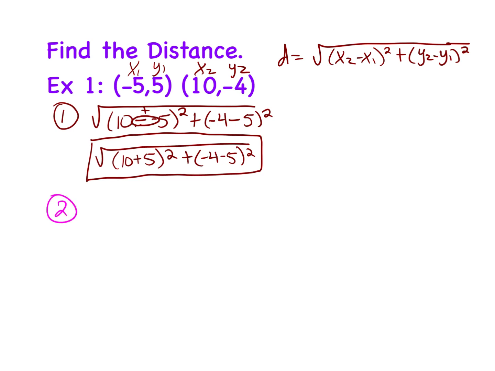All right, number 2. It says to find the value under the radical. So now I've got to just combine everything. So I'm going to rewrite it. 10 plus 5 squared plus negative 4 minus 5 squared. Do y'all remember doing PEMDAS? Please excuse my dear Aunt Sally. Like parentheses, exponents, multiplication, division, all that. Okay, it's the order of operations.